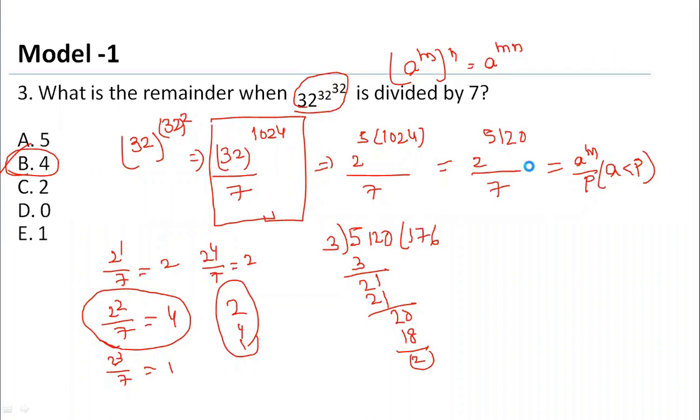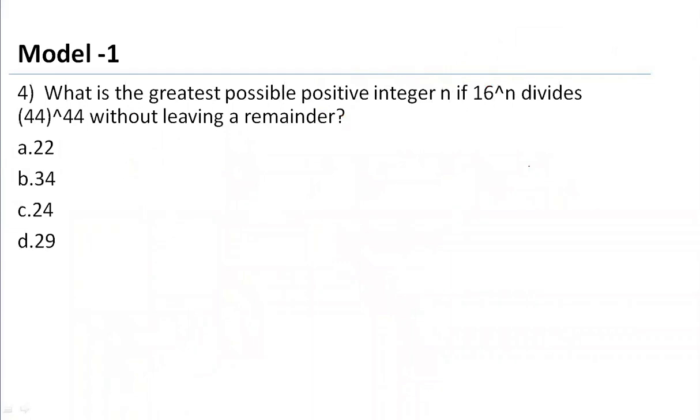Done. So one more question on the remainder theorem. What is the greatest possible positive integer n if 16 power n divides 44 power 44 without leaving a remainder? What is the question, guys? So 44 power 44 should come in the numerator part, denominator 16 power n.